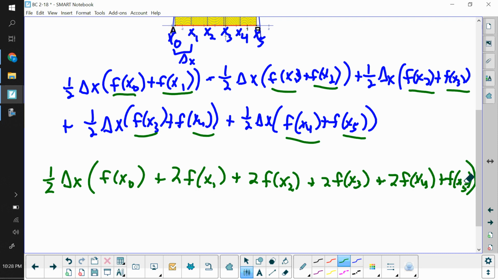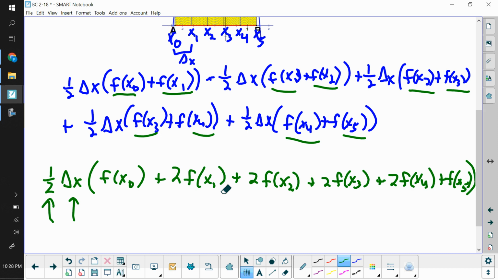And this is our basic setup for the trapezoid rule. The 1/2 is coming from the trapezoid formula. The delta x is our height. And then all of the interior ones get multiplied by 2. The outside ones only are used in 1 of them.